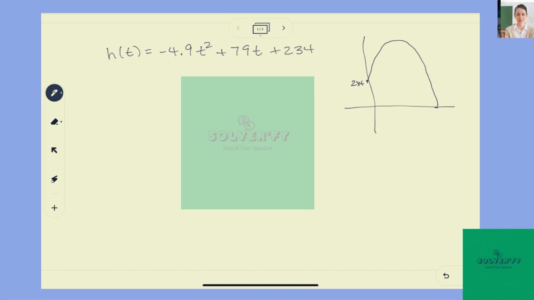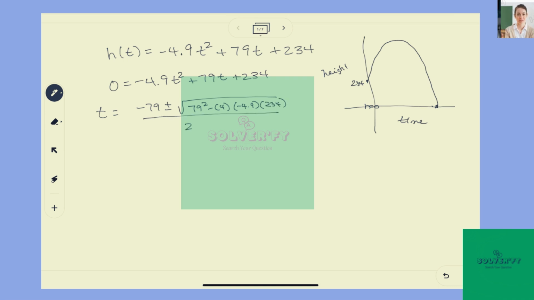Okay, so splashdown is going to occur, right, because this is time, and this is height. So splashdown is going to occur when the height is 0. So we're just going to set this function equal to 0 and solve it. This is quadratic, so I'm going to use the quadratic formula. Opposite of b plus or minus the square root of b squared minus 4ac, the whole thing over 2a.